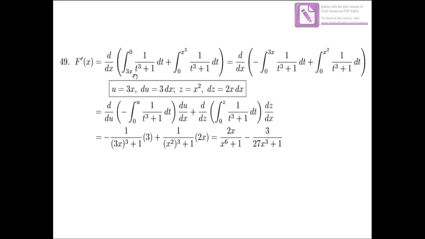Now here we have from 3x to 0, but the fundamental theorem of calculus says from a to x. So we need to interchange this to put it from 0 to 3x. To swap this, to put it from 0 to 3x, we have to multiply by negative. So this will be minus the integral from 0 to 3x, plus this one, which is okay because it is from 0 to x squared. Now we need to apply the fundamental theorem of calculus, but here we cannot apply it directly since we have 3x, not x alone.